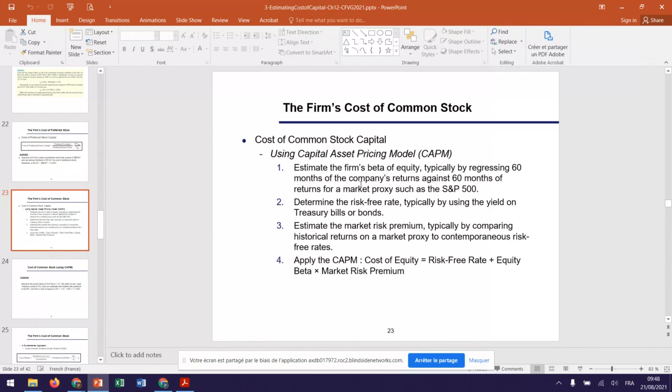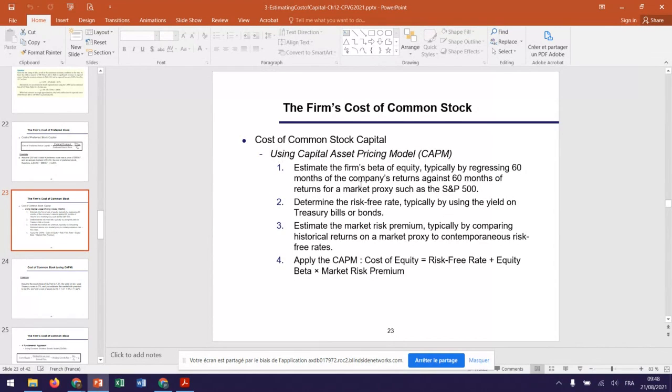Then you determine the risk-free rate. Usually when you do equity valuation, you normally have no maturity for equity, right? So if you want to use the risk-free rate, we typically use the yield on long-term treasury bills. Then estimate the market risk premium. This also comes from the historical return, and then you apply the CAPM.